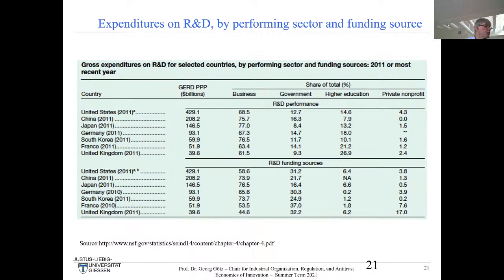The final question was, who are the main performers? And this is different from the funders. So the funders are those who pay for R&D. The performers are those who do R&D. And what I wanted to show you here was this very nice slide, if I find it, on Germany.